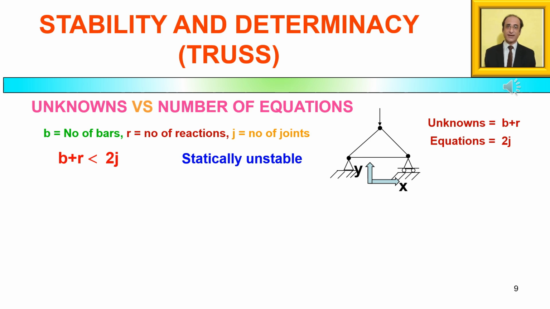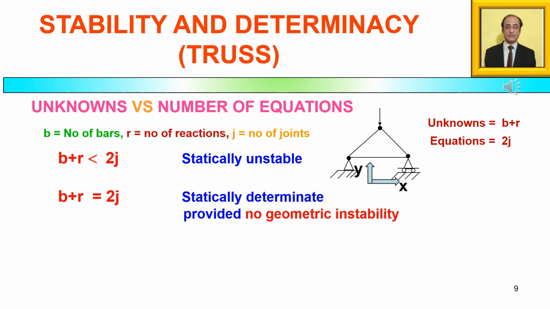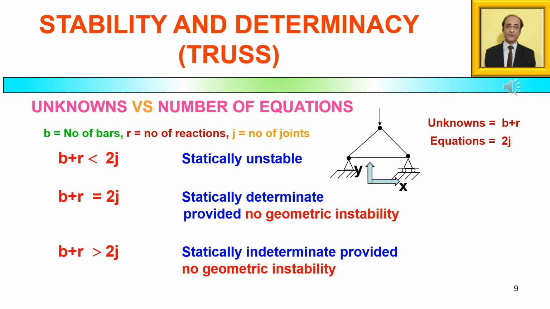On the other hand, if b plus r is equal to 2j, then the truss will be statically determinate provided there is no indication of any geometric instability. Finally, if b plus r is greater than 2j, that is, the system of equations has infinite solutions and we have to adopt a solution which satisfies compatibility conditions, then we come to the conclusion that the truss is statically indeterminate provided there is no geometric instability. So it's very important here also to inspect the structure from the point of view of geometric instability.